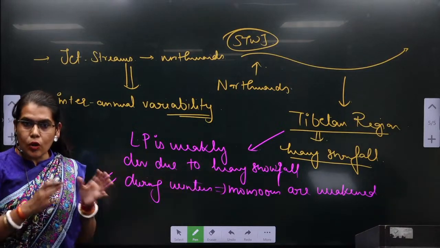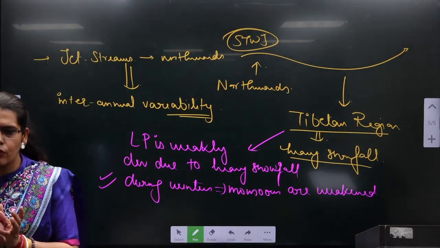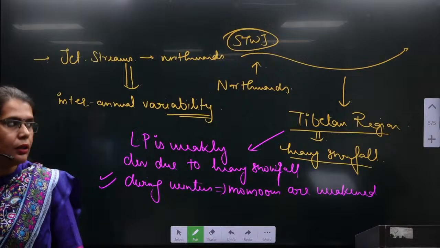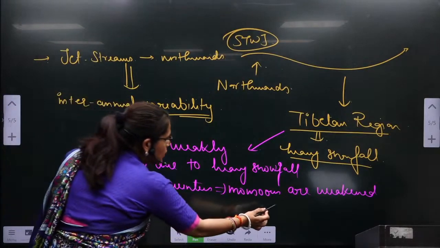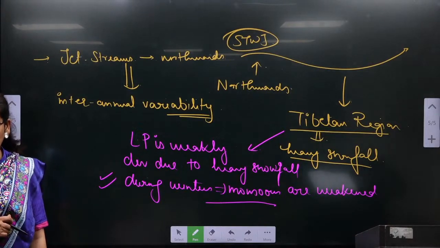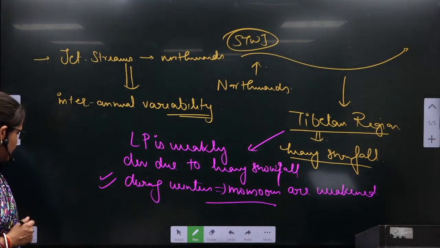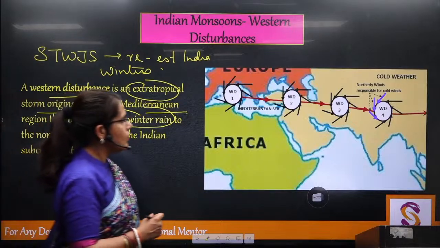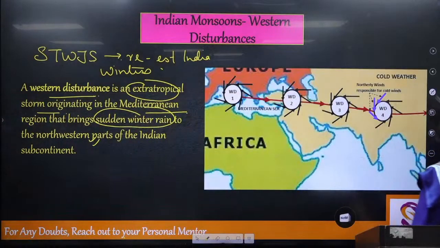Yes. So low pressure अगर weakly developed हुआ तो snowfall कम होगा. Okay, so this is what happened last year. Okay, last year why there was less snowfall, right? So this is one reason. So I hope now this is clear to you.